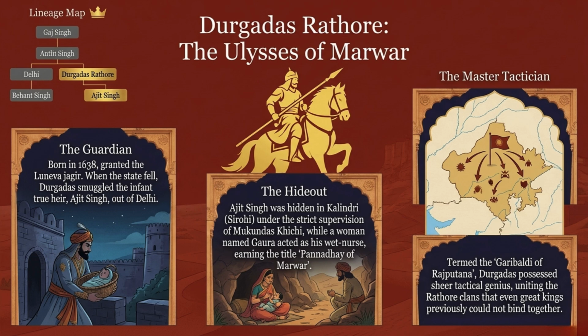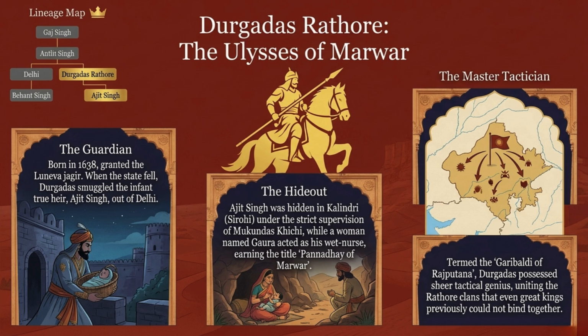Born in 1638 and granted the Lunwa Jagir, Durgadas took action when the state fell, successfully smuggling Jaswant Singh's infant true heir, Ajit Singh, out of Delhi. The young prince was hidden safely in Kalindri under the strict supervision of Mukundas Khichi, while a brave woman named Gaurar acted as his wet nurse, earning her the revered title, Panadhai of Marwar.